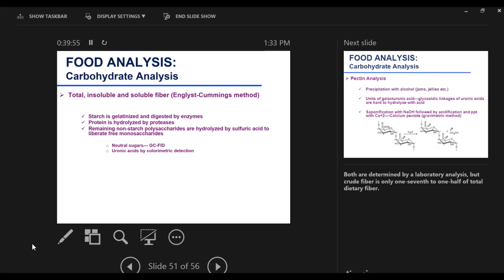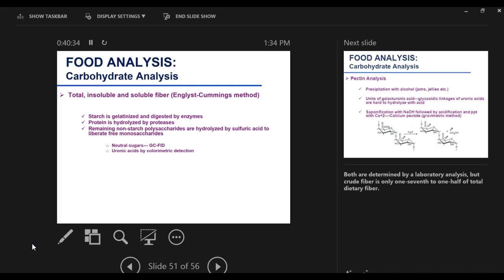So there is another method, the English Cummings method, that is based on GC detection mostly. So here, again, the same thing. You get rid of your starch and protein. You take the non-starch polysaccharides at this point, and you hydrolyze by sulfuric acid to get monosaccharides. The reason we do that is not necessarily to quantitate total soluble fiber. It is mostly to look at the composition of my total dietary fiber. What is my total dietary fiber made up of?